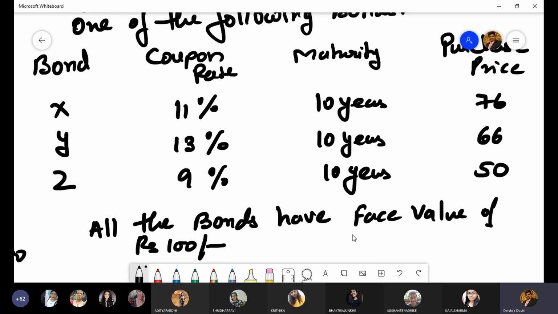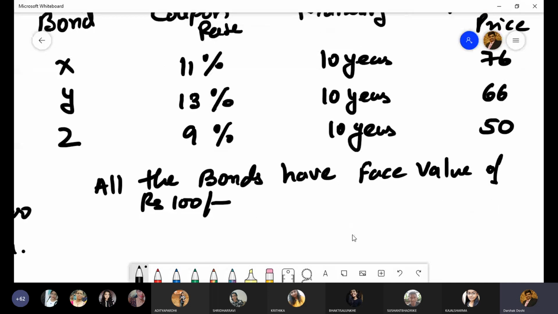Now what will you do? This is the question given to you. What will you do? Calculate the YTM of all the three bonds, and whichever is giving the higher yield, we will prefer that one. Perfect. Start with your bond. Start with the YTM calculation.